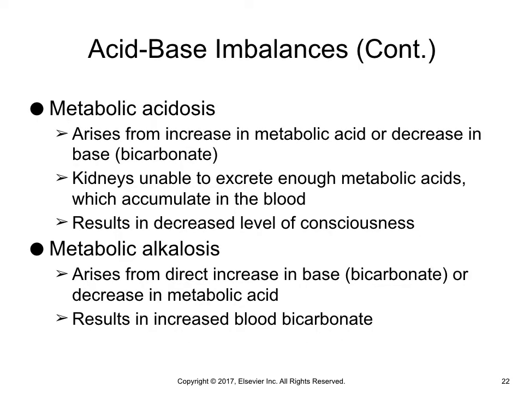Metabolic acidosis occurs from an increase in metabolic acid, or a decrease in base. The kidneys are unable to excrete enough metabolic acids, which accumulate in the blood, or bicarbonate is removed from the body directly, as with diarrhea. In either case, the blood bicarbonate decreases, and the pH falls.